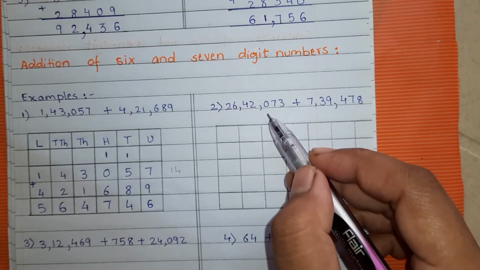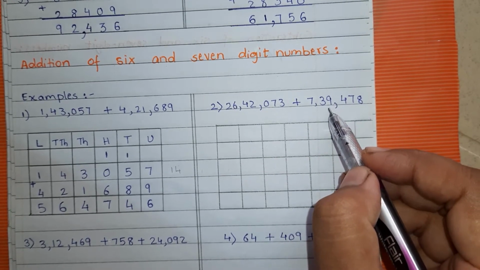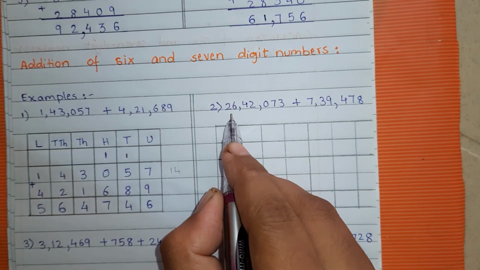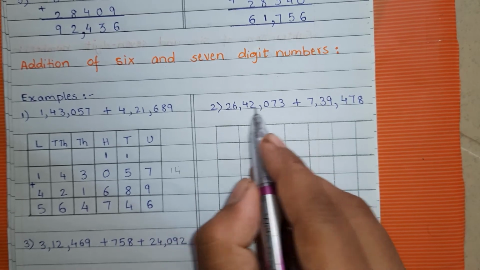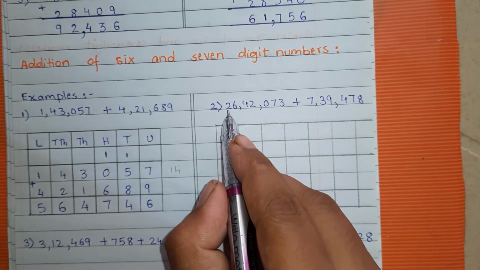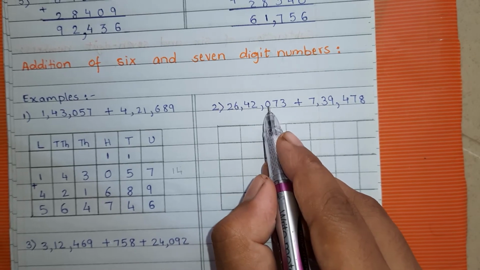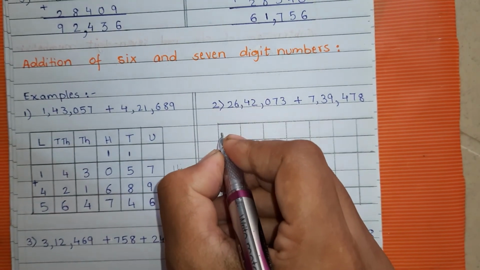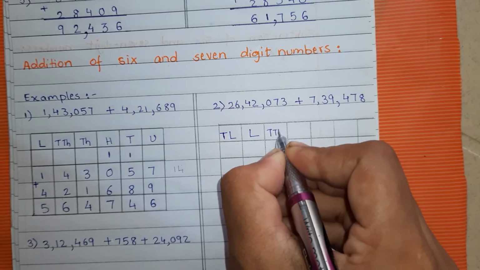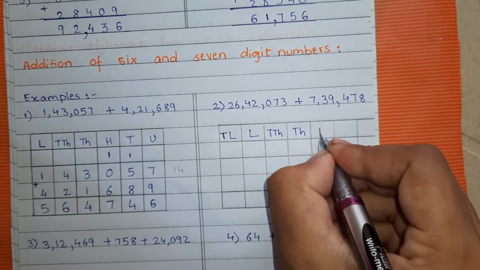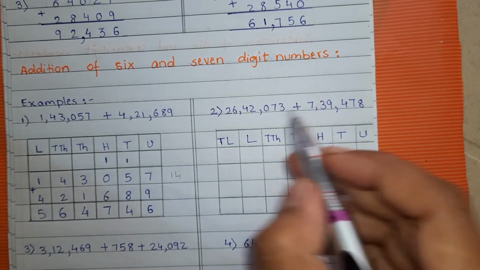Now see here. In this example, the first number is a 7-digit number and the second number is a 6-digit number. So you will write the places of the bigger number. So a 7-digit number starts from which place? 10 lakh, lakh, 10,000, thousand, hundreds, tens and units. So the first place here will be 10 lakh, then lakh, then 10,000, thousand, hundreds, tens and units. Understood? Now write down the first number.